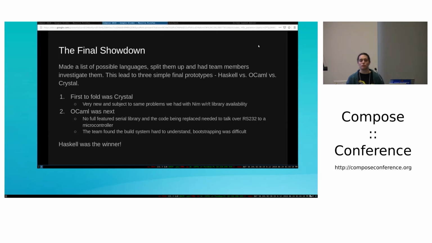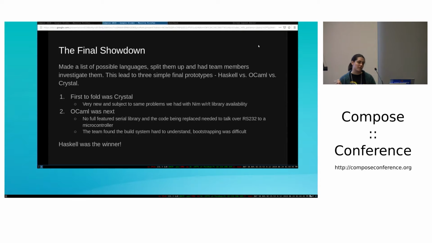So we ended up with 3 different languages at the end. It was Haskell, that was my language, so I won. OCaml and Crystal. Crystal is a compiled Ruby language that is pretty nice, but it was also new, and we were worried that although it had concurrency, unlike Nim, there were probably going to be other problems in the future since it was such a new language. Even though we could have Ruby developers, so there was that kind of availability.